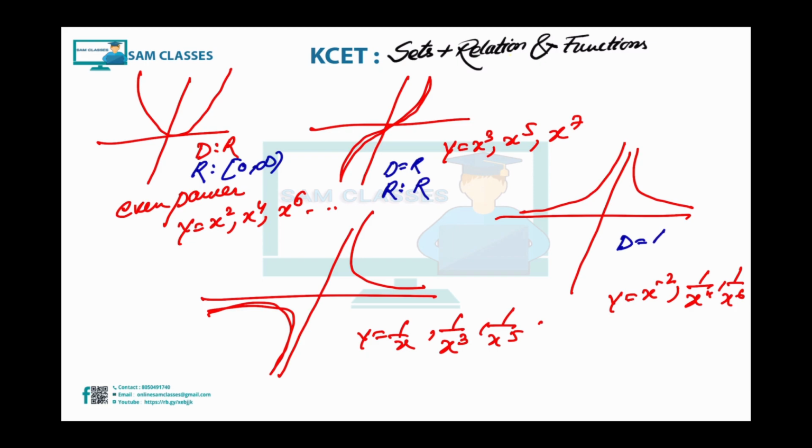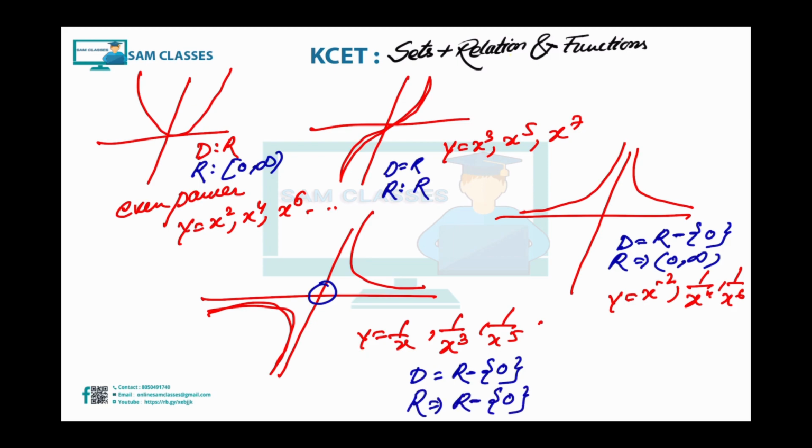If you see here, domain is equal to all real numbers minus 0, because we can't take 0, and range is also from 0 to infinity. We're not taking 0 also, it is not touching 0. Here also again, domain is all real numbers except 0, because we are not taking this value, and range is also the same thing, all real numbers except 0, student.